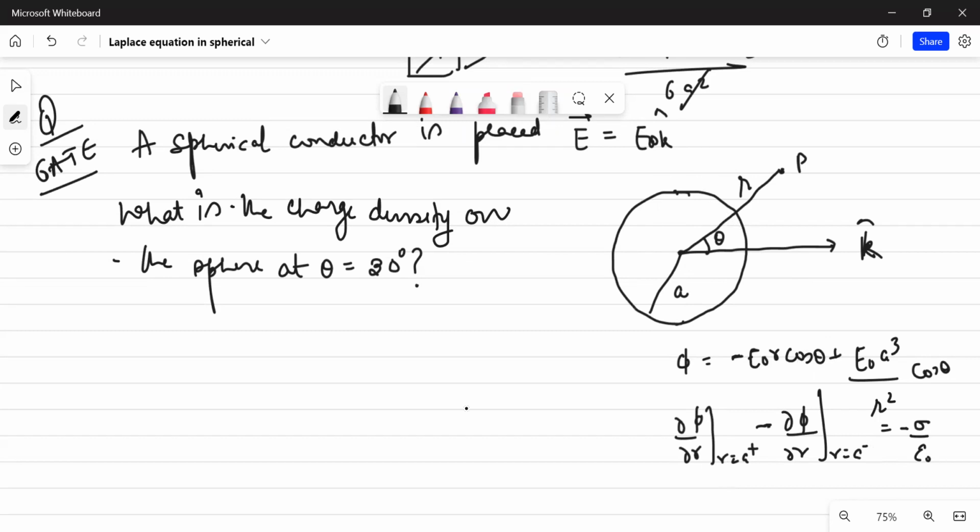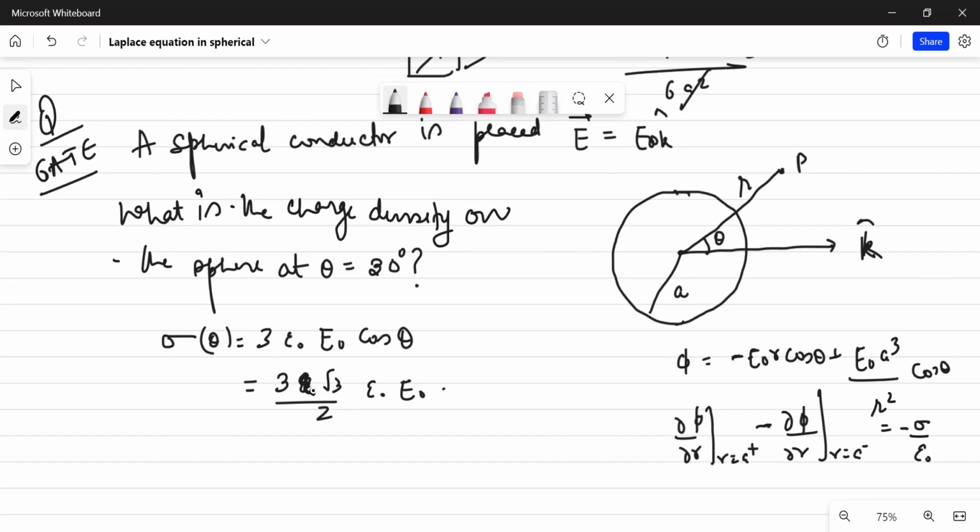That means if you don't remember the formula in the exam, and if at all you do remember it in the exam, then zindabad. 3 epsilon naught E naught cos theta, place theta equal to 30 degree. So how much is 30 degree? I think this is root 3 by 2, right? Cos 30 is root 3 by 2. So 3 root 3 by 2, epsilon naught E naught is the answer.